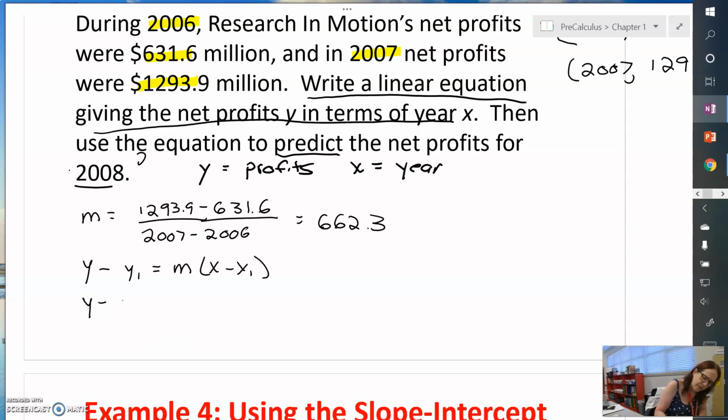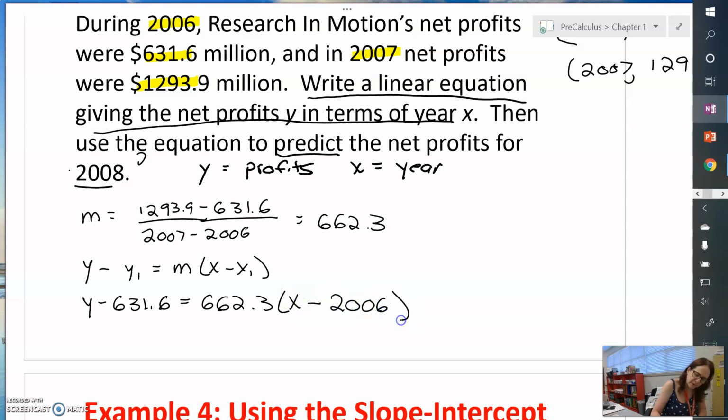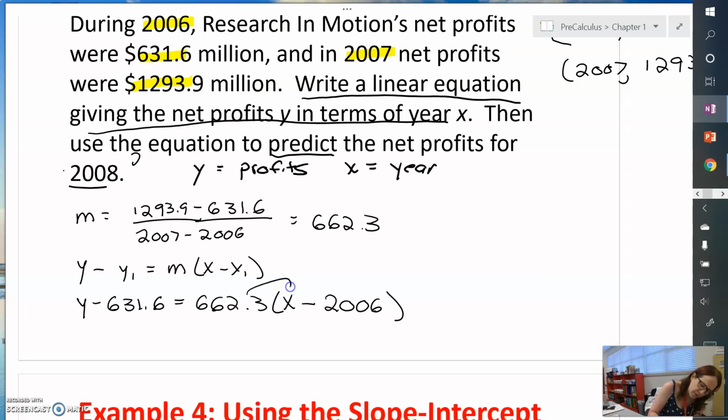So y minus 631.6 equals 662.3 times x minus 2006. So that right there is a linear equation. Let's go ahead and convert this into slope-intercept form. Easiest way to do that is to distribute. So we're going to distribute the 662.3, and then we're going to add the 631.6.